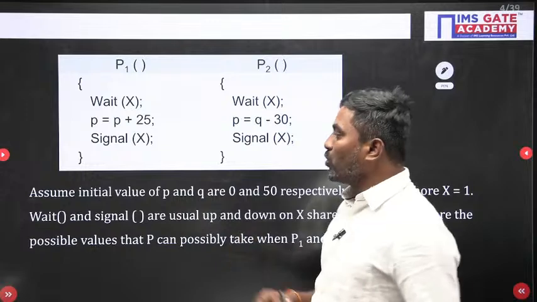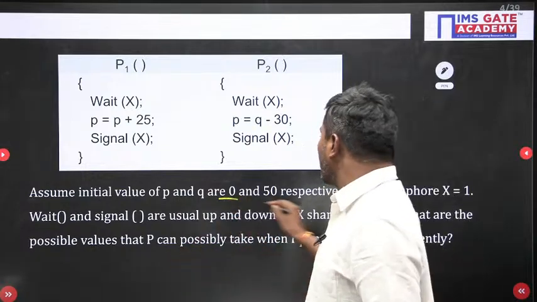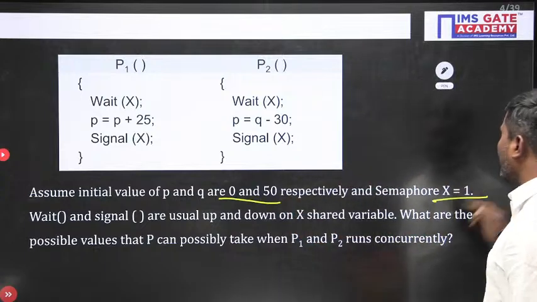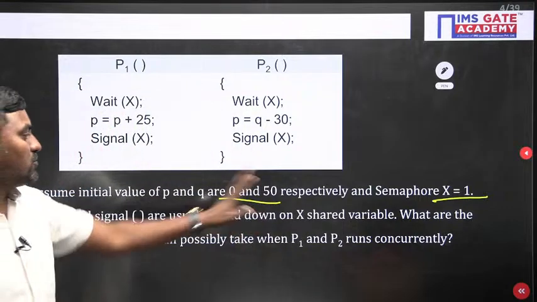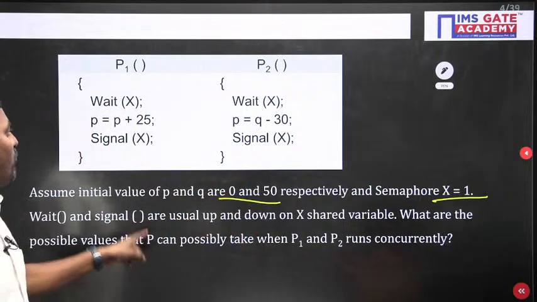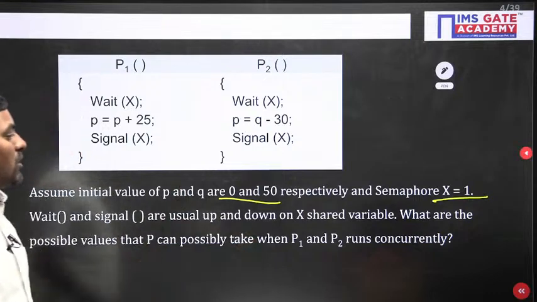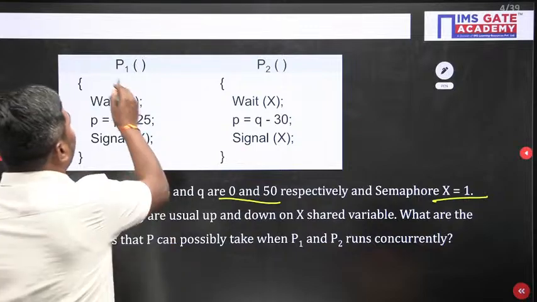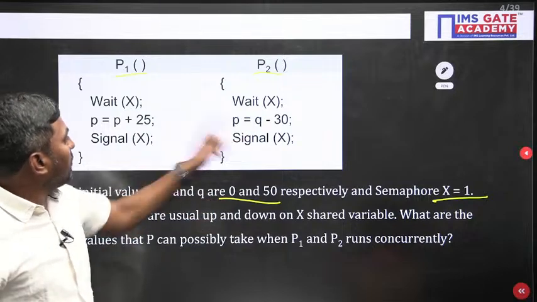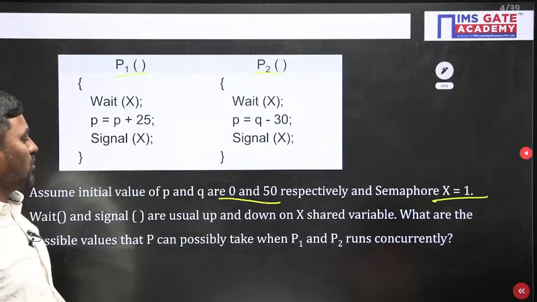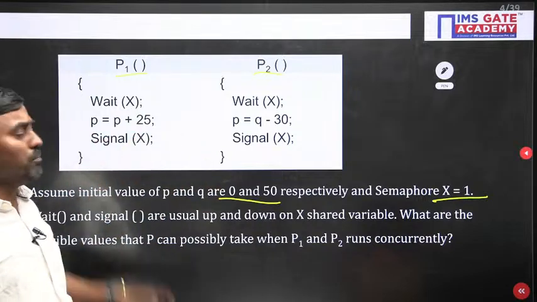There are two processes, P1 and P2. Assume that the initial values of P and Q are 0 and 50 respectively, and semaphore X is initialized to 1. Wait and signal are down and up operations on the X variable. What are the possible values of P that can be taken when P1 and P2 run concurrently? Now the P and Q values are given and the X value is also given. They are asking what possible values of P and Q can be printed.